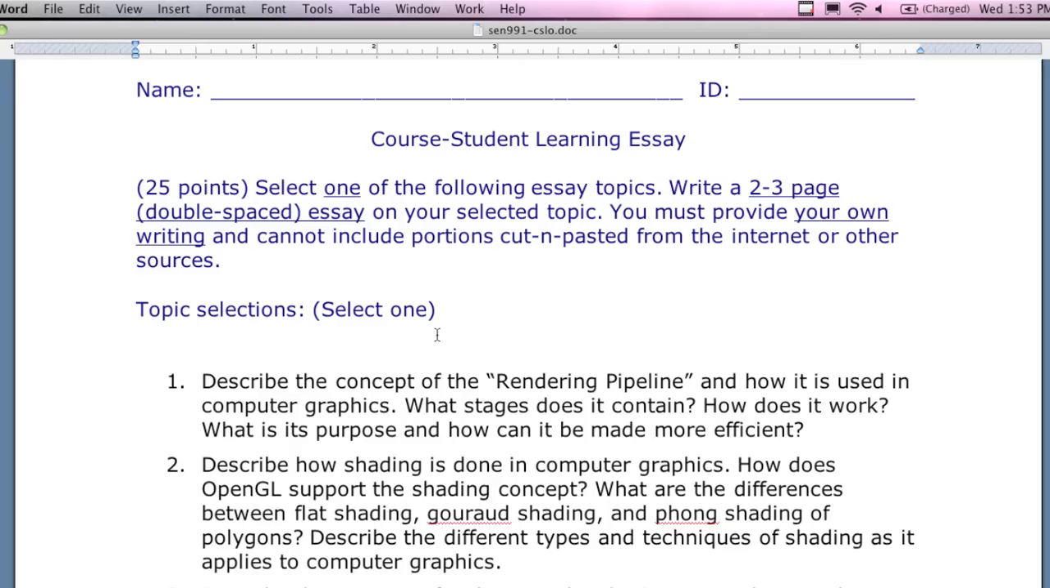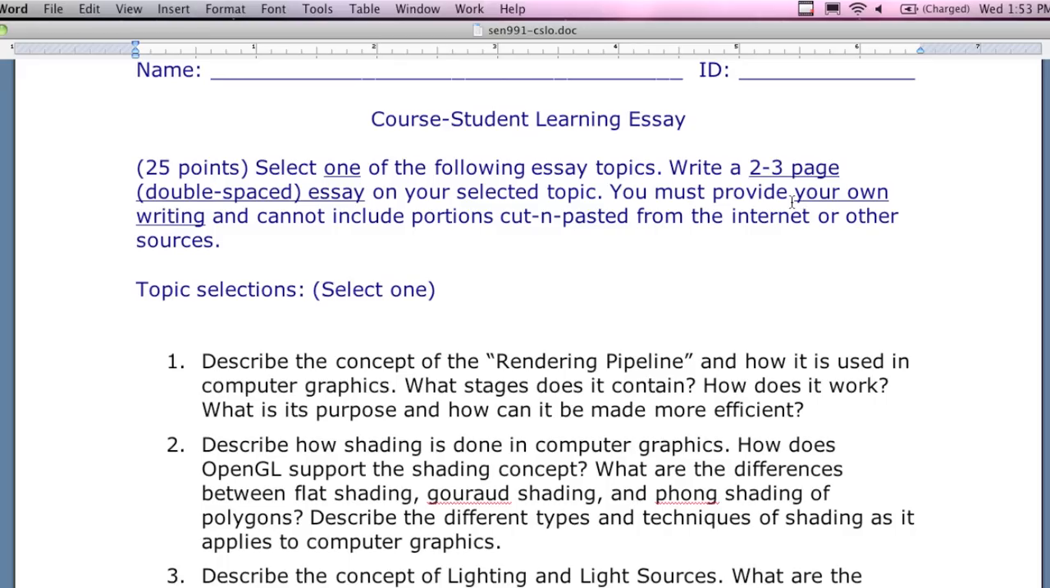You're going to select one of the following topics. You're going to write a 2 to 3 page paper, double spaced. So that's really 1 to 1.5 pages that you have to write yourself. Your own words cannot contain portions that are cut and pasted from the internet or any other sources. Has to be your own words.